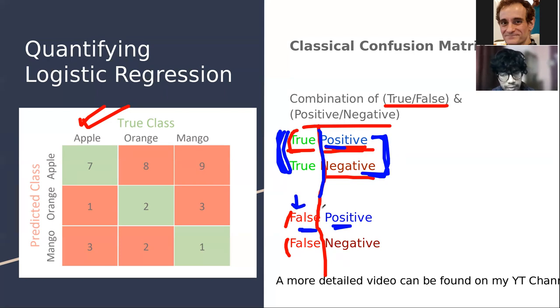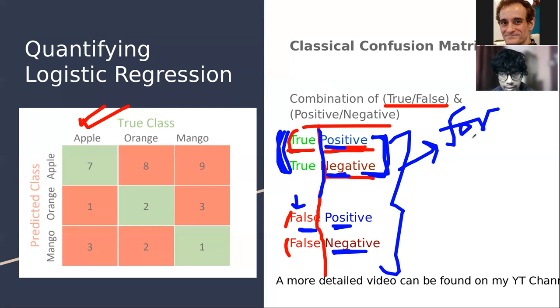It was not positive. So it goes for negative. The model predicted it negative and it was actually negative. And for false negative, the model predicted it negative and it was not negative. This happens not in general, but for a class. So for every class, for each class.